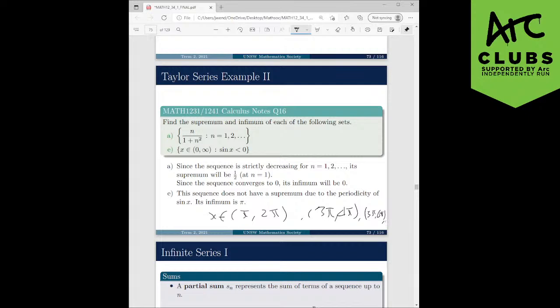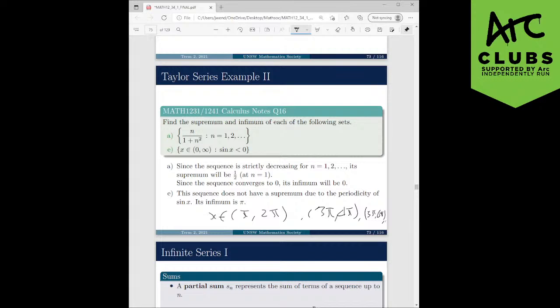So those are the values of x that could fit the sine x being negative and still fit the x belonging to 0 to infinite thing. It doesn't have a supremum. Like, x just keeps going. Like, x goes off into being infinite, just forever. So you can't say there's anything, there's no numbers that are bigger than or equal to the elements of your sequence.